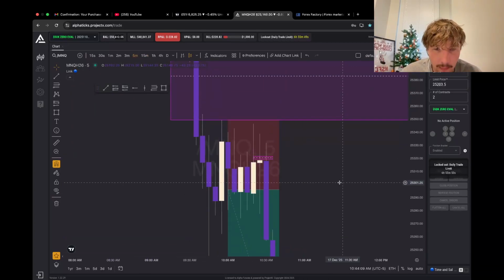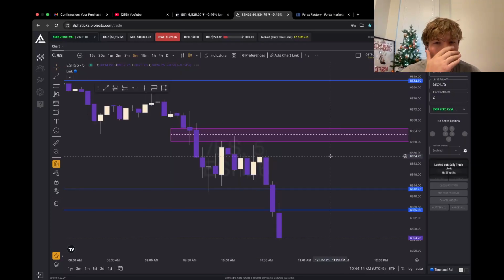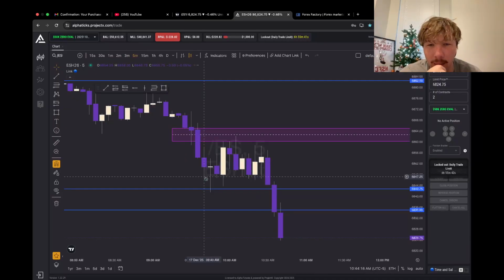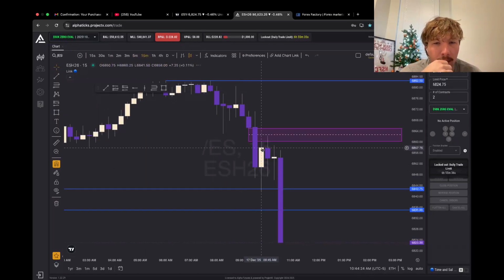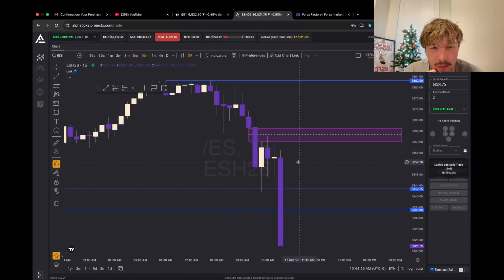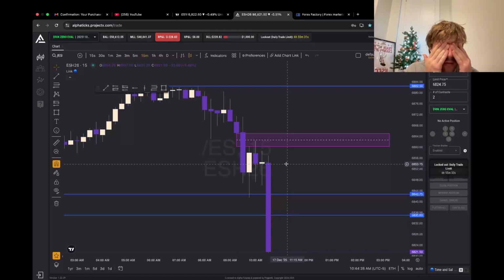So on ES, we actually did tap into this 5 minute gap right here, which is the only reason I ended up taking the short position. And then we also had this 15 minute, which we ultimately tapped into, and now we're dumping. Oh, this is so frustrating.